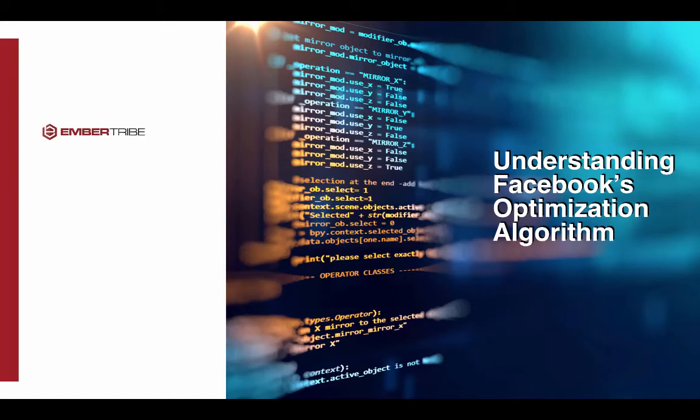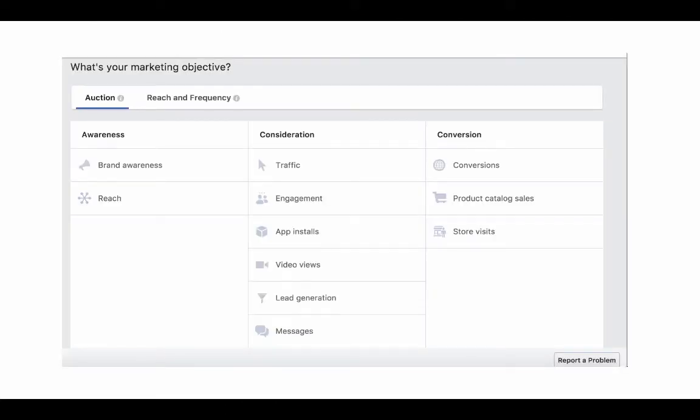All right, in this video, we're going to learn about how Facebook is optimizing for your goals in the background as you're running your campaigns. So in other words, when you choose an objective for one of your campaigns, it could be traffic, conversions, video views, app installs, whatever it is, how does Facebook know who to show your ads to? It's a very important question to at least have some understanding about.